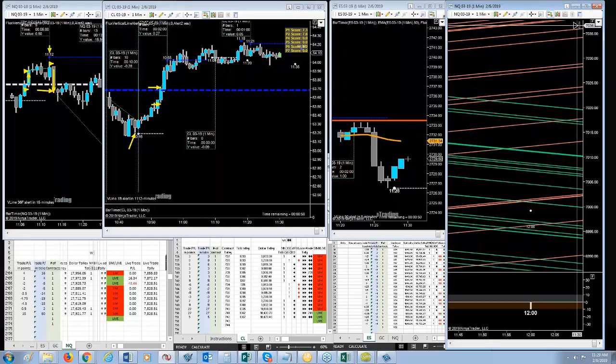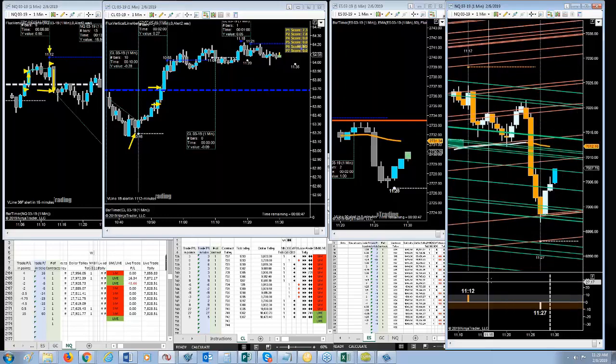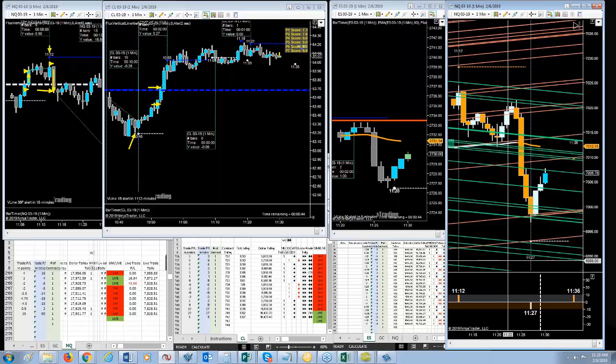Watch what the NQ is doing over here in our advanced chart. And there's that meteoric rise out of the low.